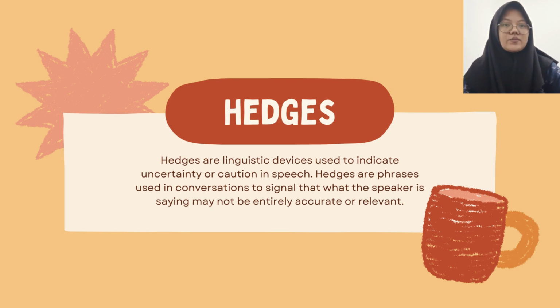The next material is about hedges. Hedges are linguistic devices used to indicate uncertainty or caution in speech. They are used in conversation to signal that what the speaker is saying may not be entirely accurate or relevant. Hedges are used to navigate social interaction smoothly, showing sensitivity to conversational norms and avoiding potential misunderstanding or conflict. They help us maintain cooperation in communication by signaling our awareness of the complexity of language use.